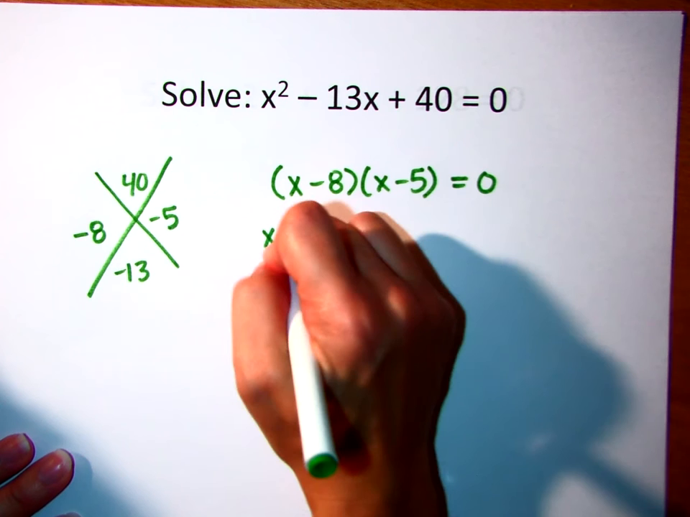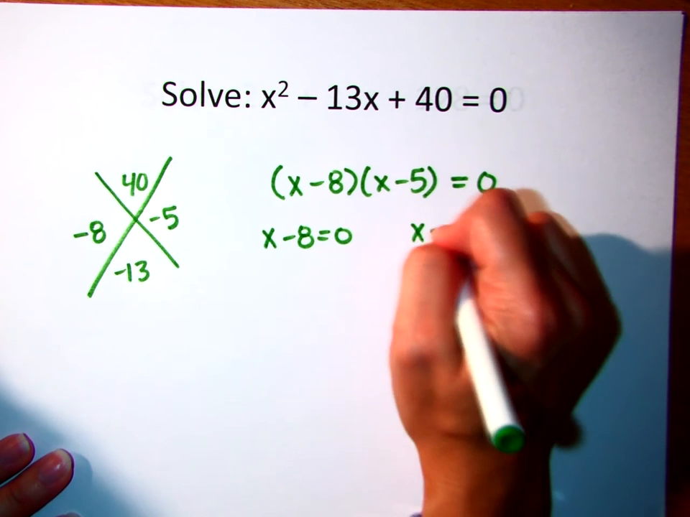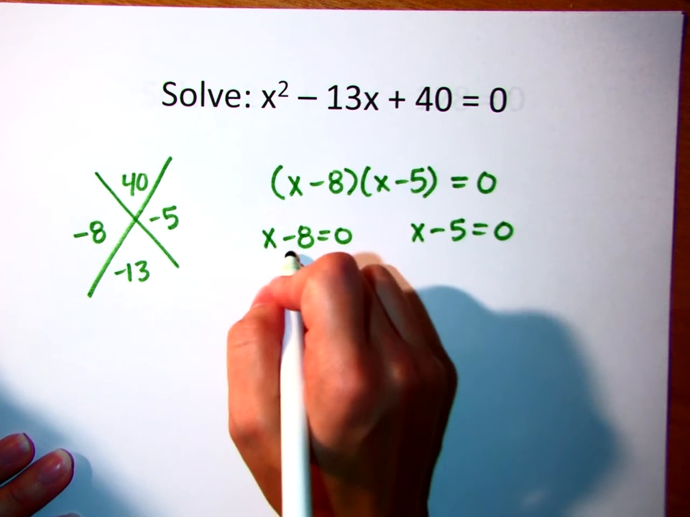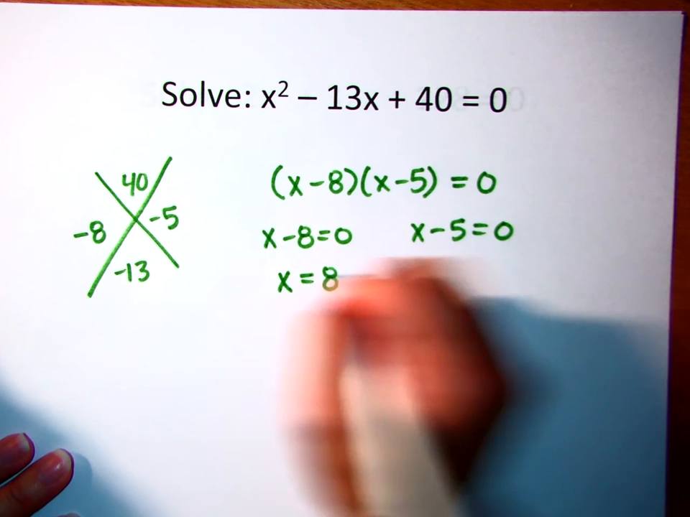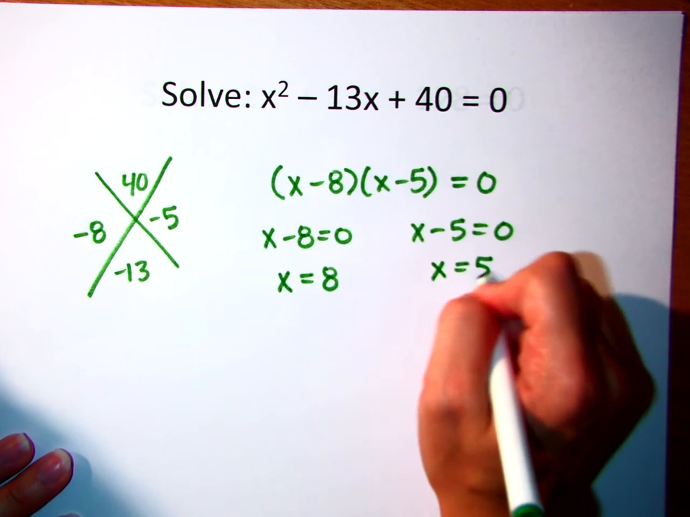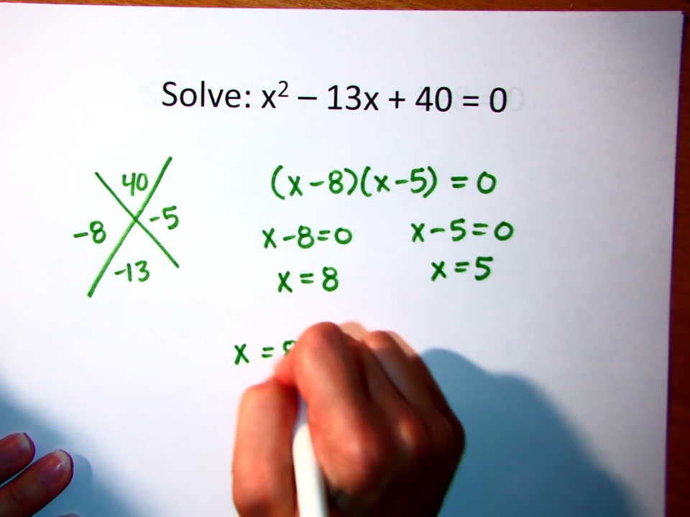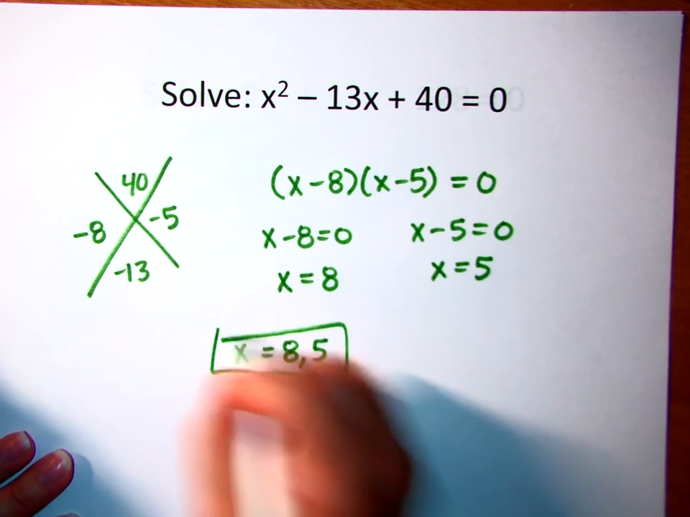So we want to break each of these off, set them equal to 0. And so now we add 8 to both sides, so x equals 8. Add 5 to both sides, x equals 5. So my two answers are 8 and 5.